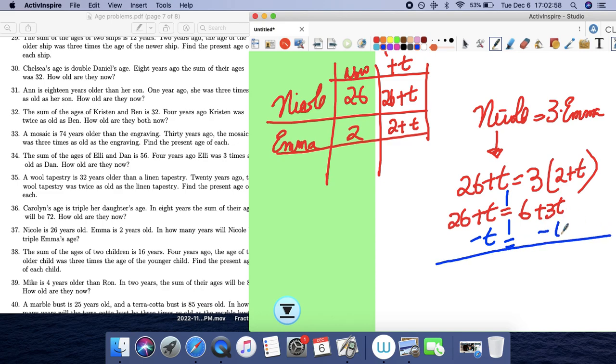And I do minus t on the right side. Whatever you do to the left, you do to the right. So these two go away. I'm left with 26, and then 6 comes down. 3t minus t is plus 2t. Now that's a two-step equation.